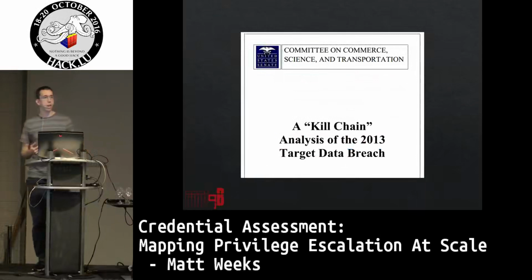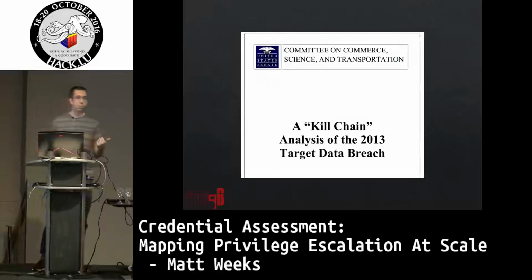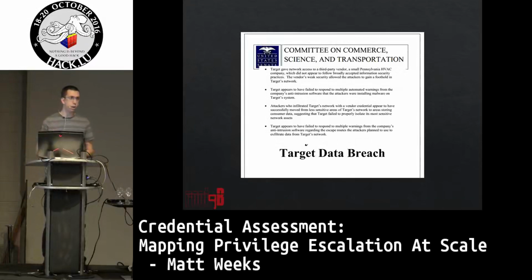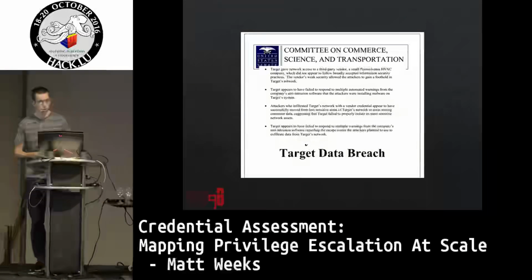Target was also interesting because the United States Senate actually did their own report on the breach, and they called it a kill chain analysis of the 2013 Target data breach. They identified four major areas. First of all, they talked about opening access to the server from the outside, from a contractor. Second, they mentioned missing the alerts. Third, they mentioned moving between different sections of Target's network, and they were wondering why there wasn't a firewall or segments blocking off these two sections of the network. And fourth, they talked about a different set of alerts which their intrusion detection systems brought up.